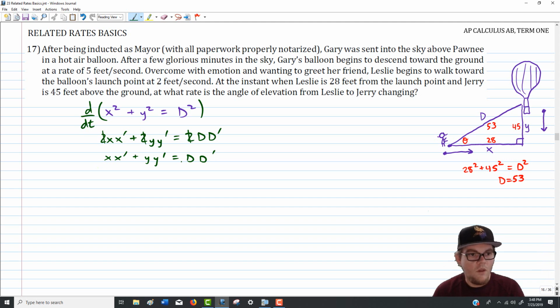Okay, so from here, we're looking at all the ingredients. We want to plug everything in. Now this problem isn't a perfect one because it doesn't come out as interesting as I'd like it to. But we should consider the fact that since Leslie is walking towards the balloon, and since Jerry is going down, that means that our triangle is getting smaller vertically and smaller horizontally. So we should make sure to have x prime be less than 0 and y prime be less than 0. They should have negative signs. In this particular problem, it won't hurt you, but there are situations where it will, so you've got to be careful.